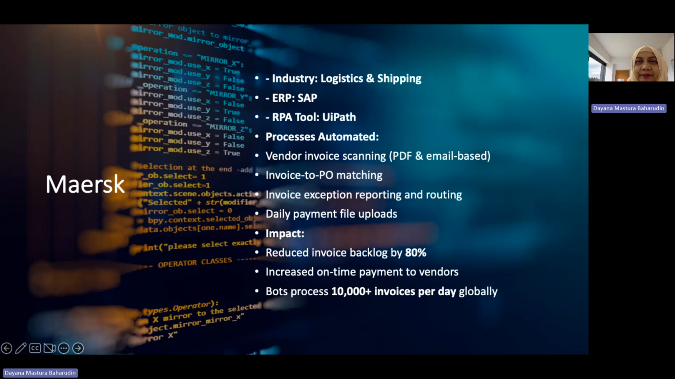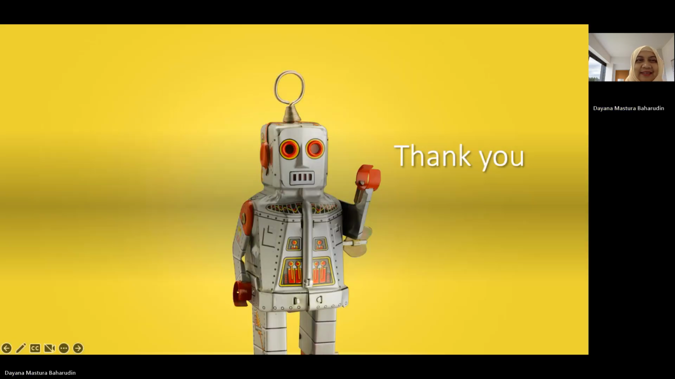Okay, Maersk. Industry: logistics and shipping. ERP: SAP. RPA tool: UiPath. Process automated: vendor invoice scanning, PDF and email-based invoice to PO matching, invoice exception reporting and routing, daily payment file uploads. Impact: reduce invoice backlog by 80%, increase on-time payment to vendors, and bots process 10,000 invoices per day globally. Wow, that's amazing.